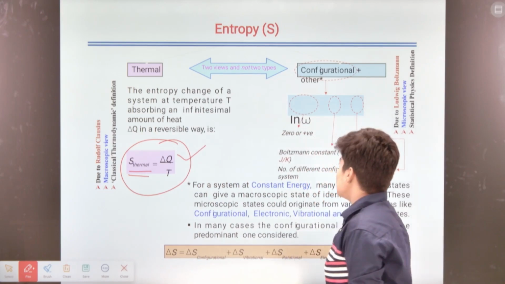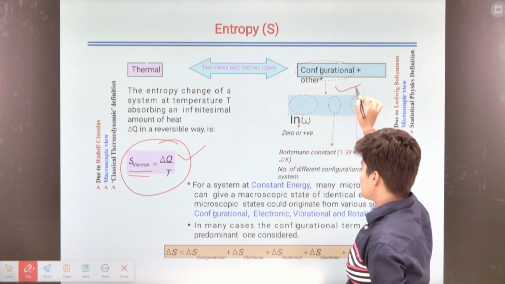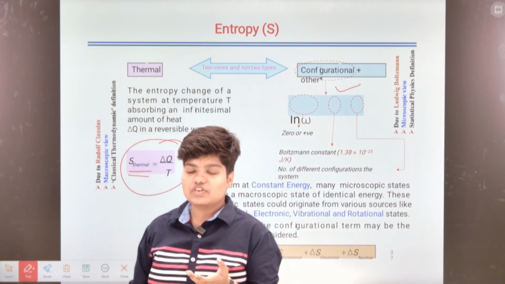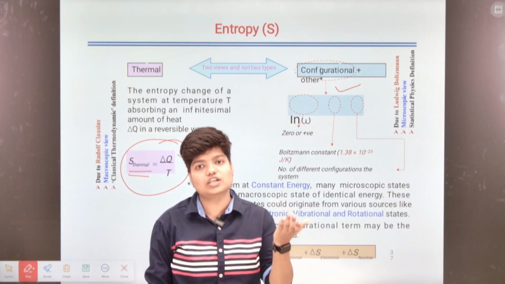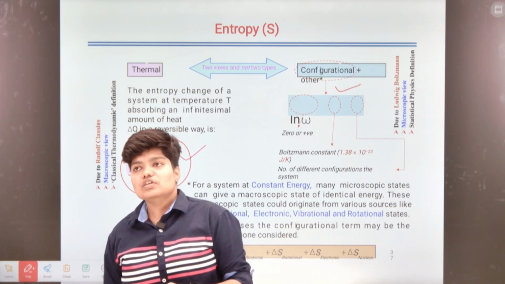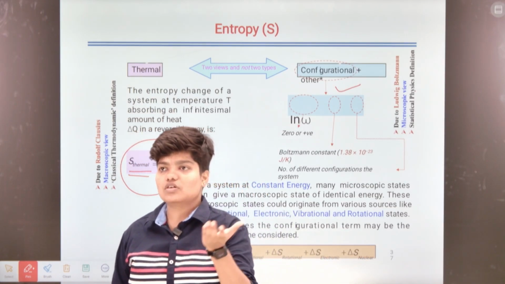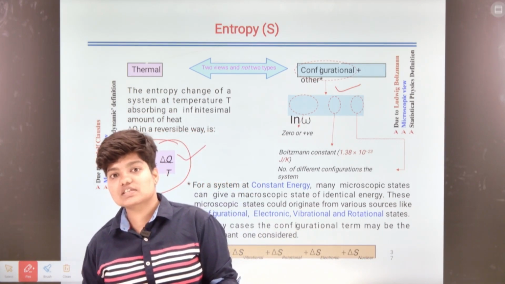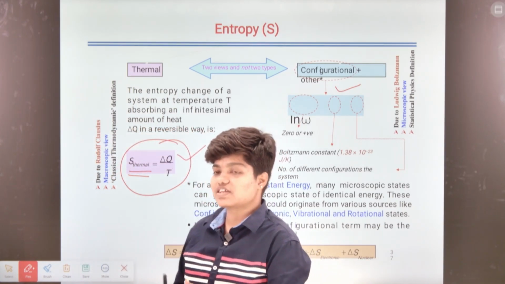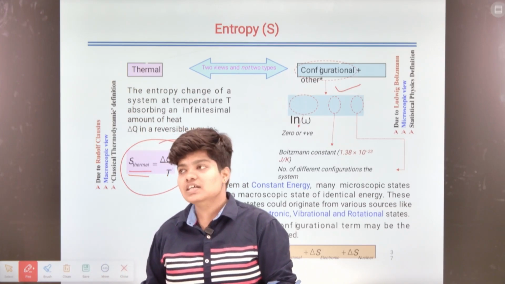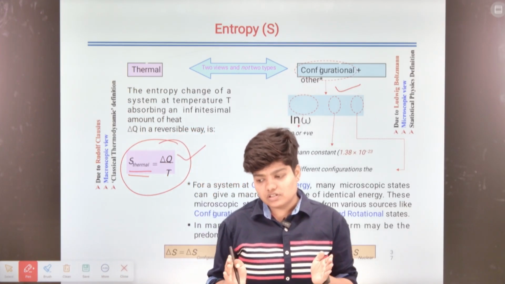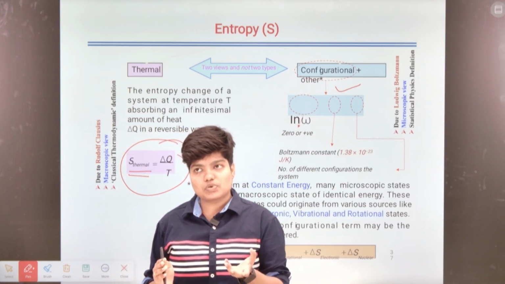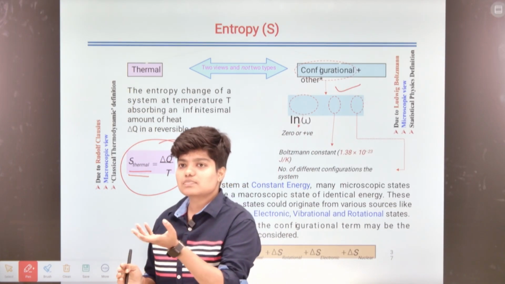Now what is entropy due to the configurational change? If there is a system and you are changing the configuration, then the entropy will change. If we are changing its rotational, vibrational or translational behavior, then entropy evolves. The entropy is raised according to the changing of parameters. Like if I am doing some vibrational change in the system, then the entropy is responsible, that is S vibrational.